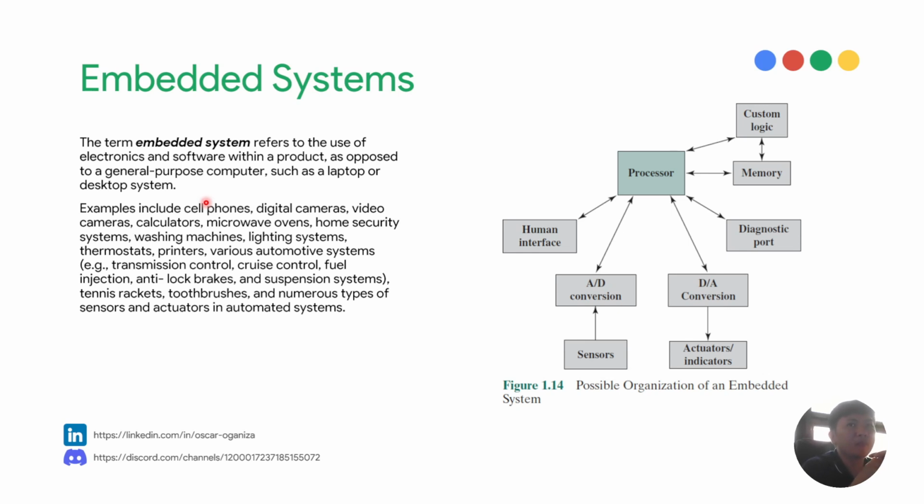Wherein, pagka mag-update ka, nandun na, no? So, aside from cell phones, meron ding binigyan example diyan yung cameras, di ba? Yung camera, meron na siyang hardware doon, meron na siyang software doon, may electronics na rin siyang kasama doon mismo sa product na yon. Okay? Refers to the use of electronics and software within a product.